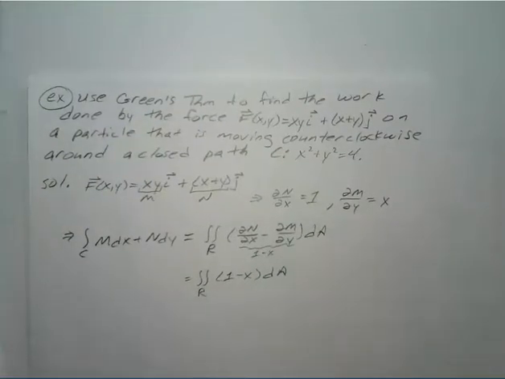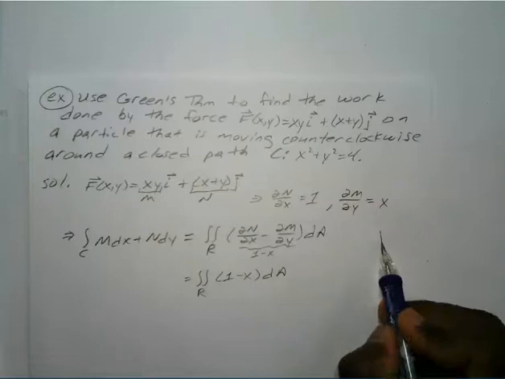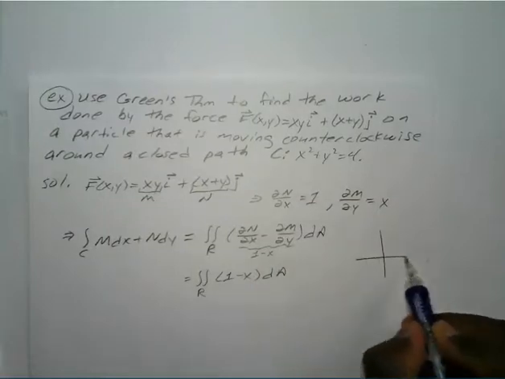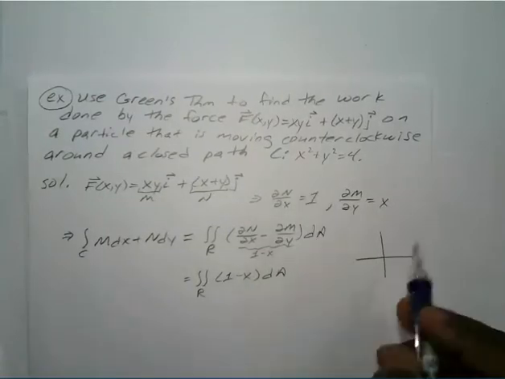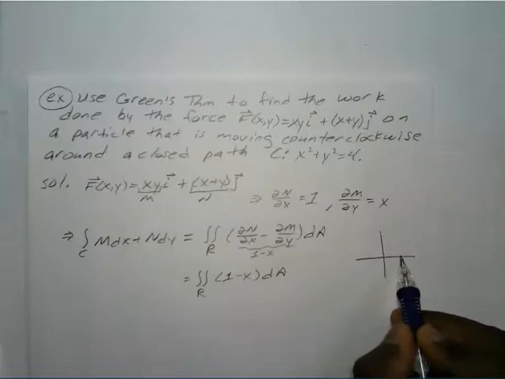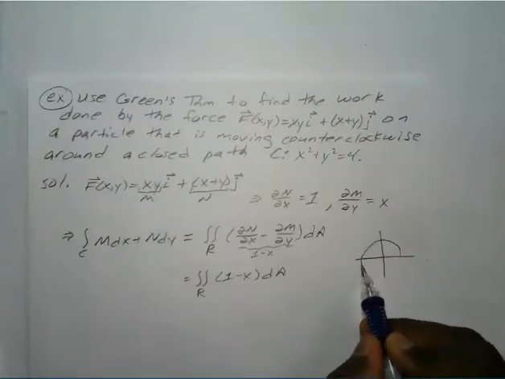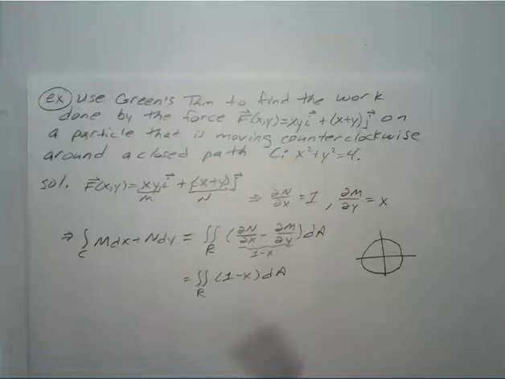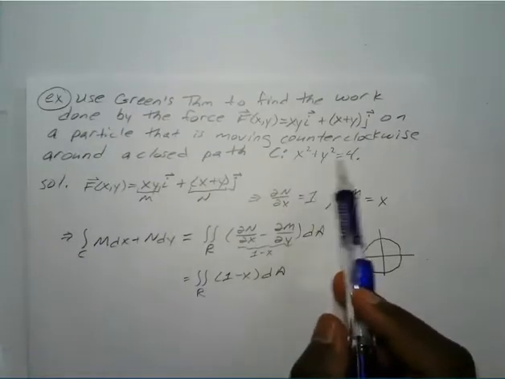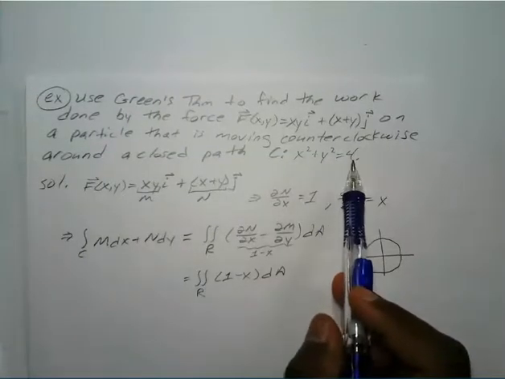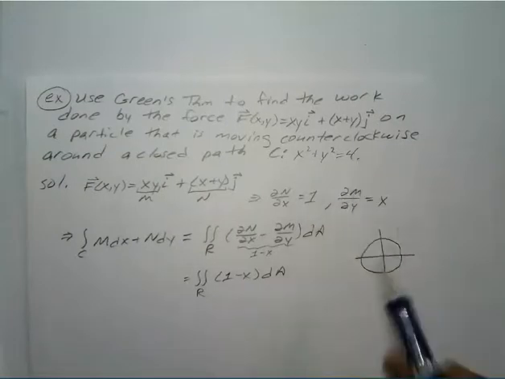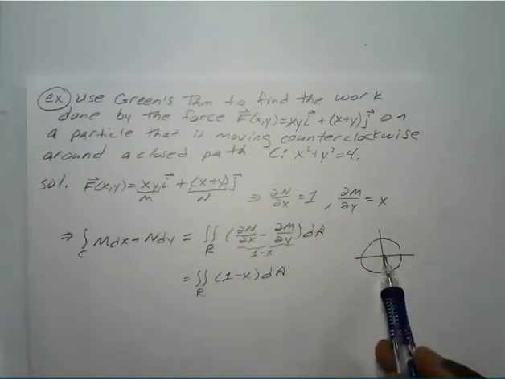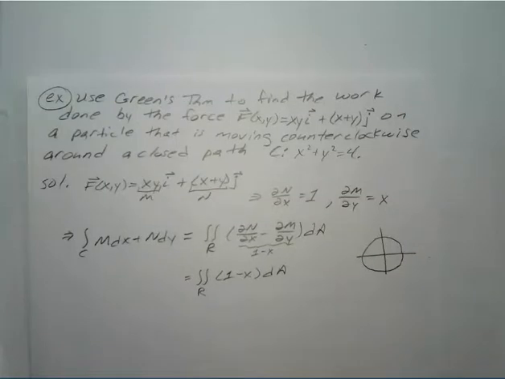Okay. Now if you're going to calculate for work, we have to take into account the fact that our region, or the particle rather, is going in a circle. x squared, well, plus y squared is equal to 4. Okay, so since it's going in a circle, of course, it will be a little bit easier to convert this to polar coordinates.